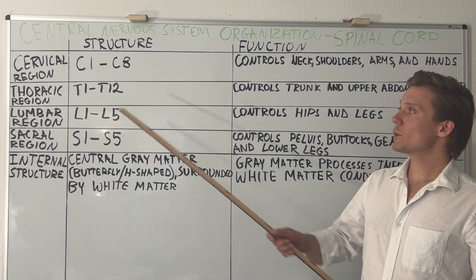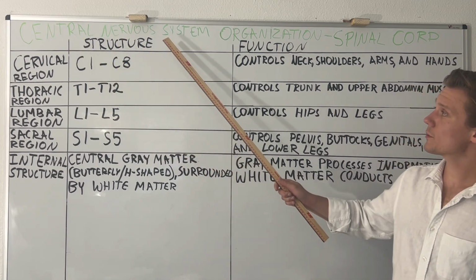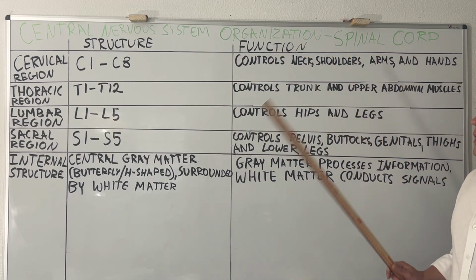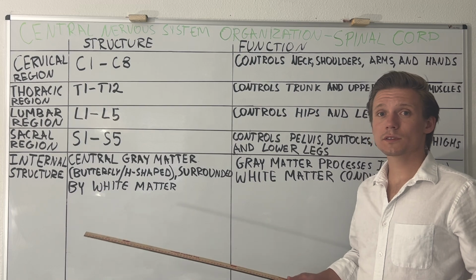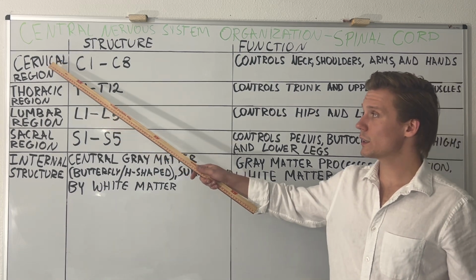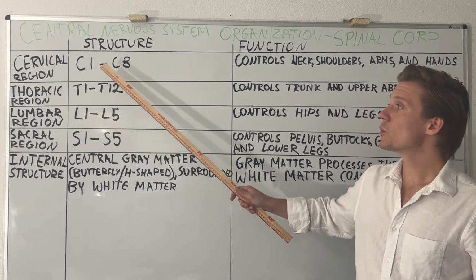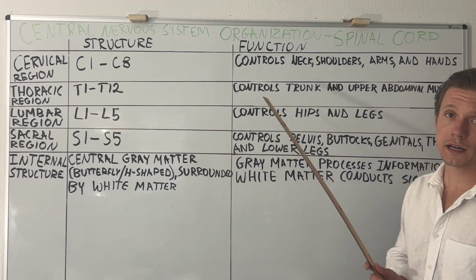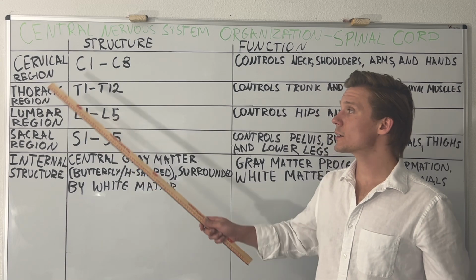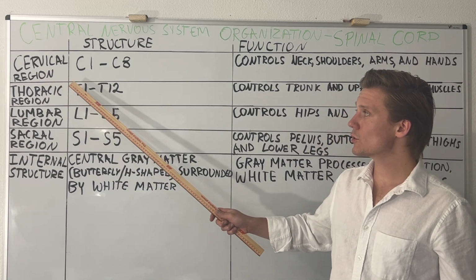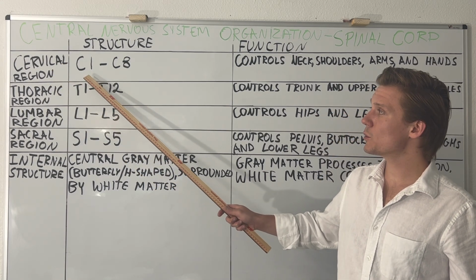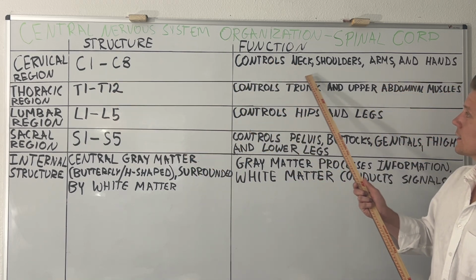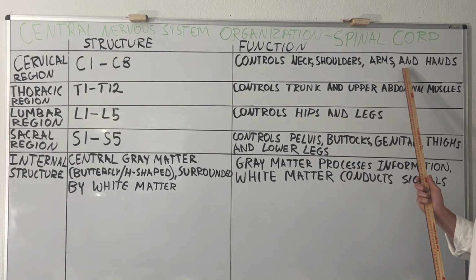In this video, we will be going over the central nervous system organization of the spinal cord. We broke up the elements of the spinal cord into individual pieces where we will go over their structure and associated function. So getting started, we have the cervical region, and it includes the C1 to C8 vertebrae, and it controls the neck, shoulders, arms, and hands.